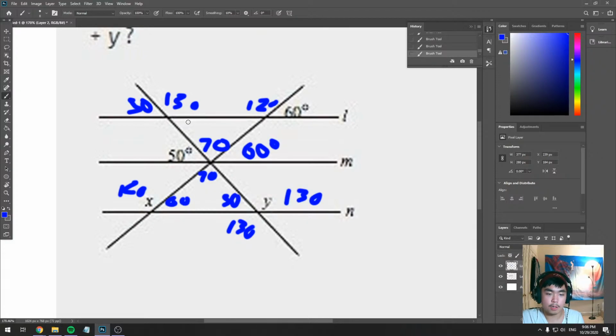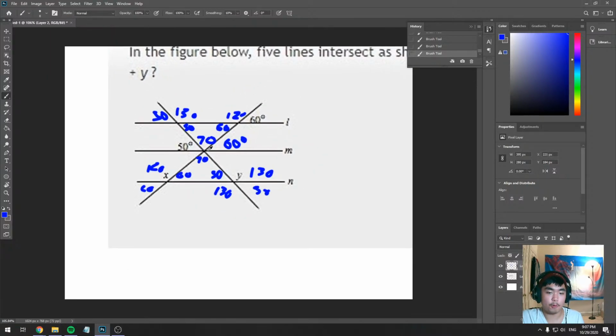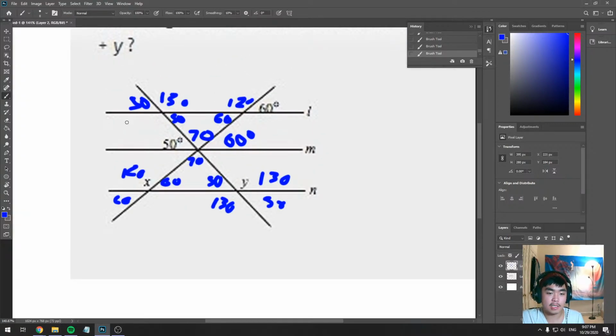What about these? Well, we can use opposite angles here, so this is 50, this is 60, 50, 60, and there we go. We've solved for basically every single angle in this entire diagram with just 2 numbers.